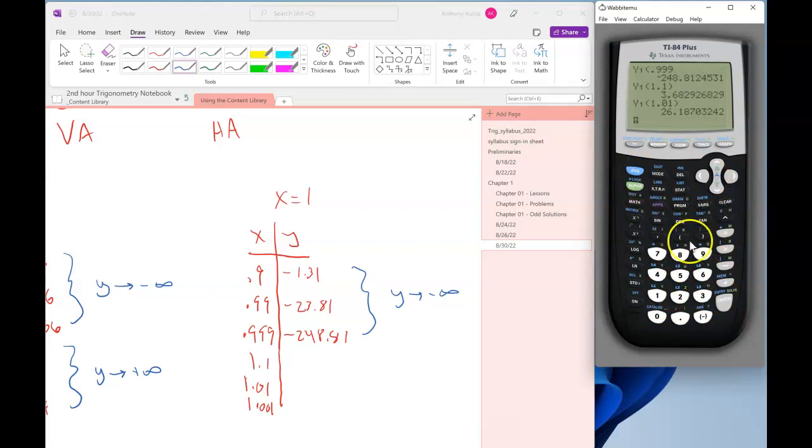And again, just getting closer and closer to 1. And we're shooting off towards positive infinity. So this is what confirmation with a table kind of looks like. It's a little bit tedious, but I'll tell you what it's better than is plugging all those numbers in by hand. Right?